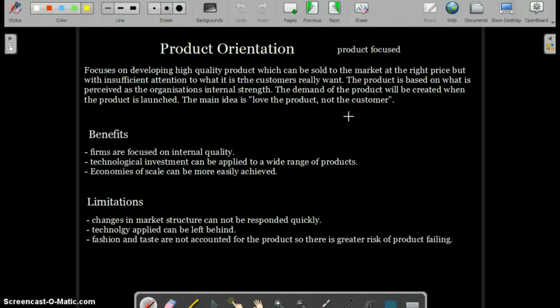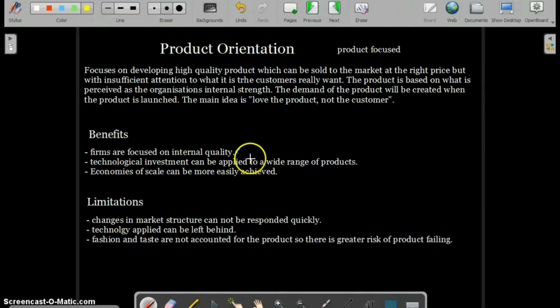Now, what are the benefits? Firms are focused on internal quality, so they don't need to do the market research and all. They are focused on their own strength, so they are likely to make products which will be strong enough, and there won't be much cost involved. Actually, that's the main idea behind this point.